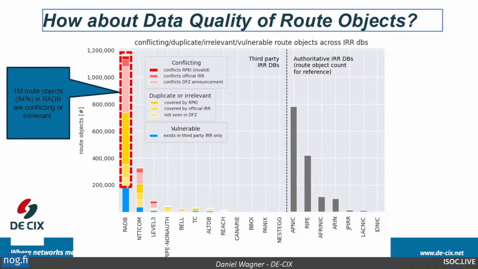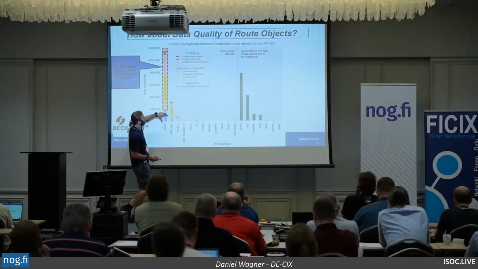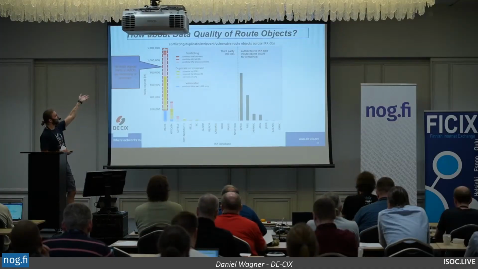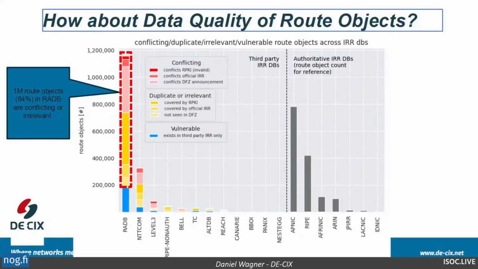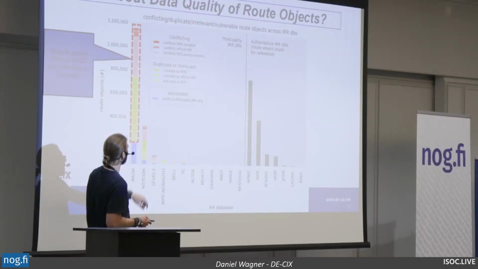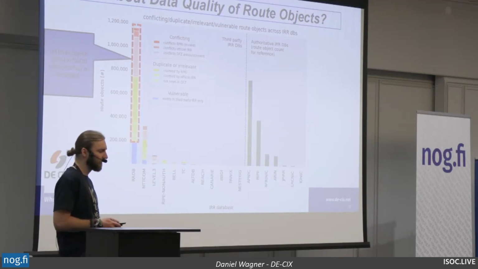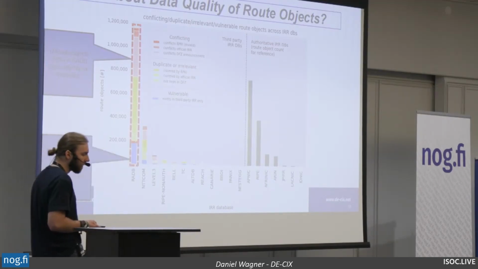All right, so this plot is very difficult. Let's go. What we have here is the red part where it's just conflicting with anything, even with RPKI or whatever the authoritative databases might be saying, or the DFZ. Then we've got this yellow big bar, at least in RADB. This is the very big one. We have to look in more depth. They are duplicate or irrelevant or not seen in the DFZ, so basically all of them you can take apart. This is a million route objects that they have that is just either conflicting or duplicate.